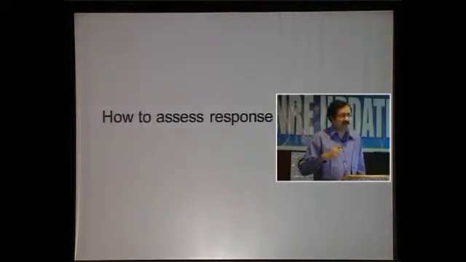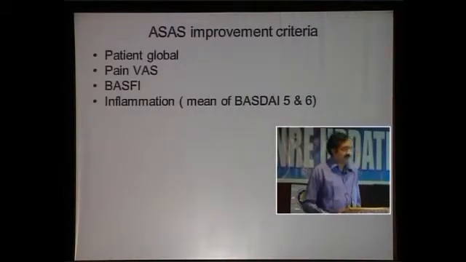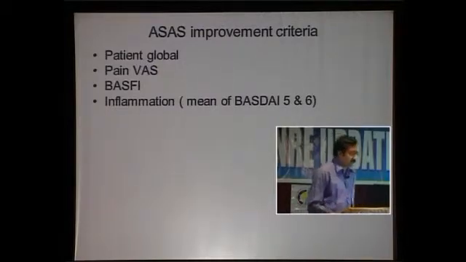So I told you what the outcome measures are. Now how to assess the response to treatment is very important. What people have devised is the ASAS improvement criteria. This is the most widely used. In the ASAS improvement criteria, there are 4 things which they have taken: patient global assessment, pain visual analog scale, BASFI and inflammation. Inflammation is basically nothing but BASDAI 5 and 6. BASDAI 5 is early morning stiffness and how severe it is, and 6 is its duration. Along with that they have taken the functional index, visual analog scale and patient global assessment.